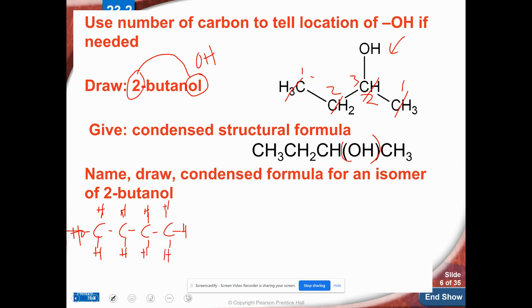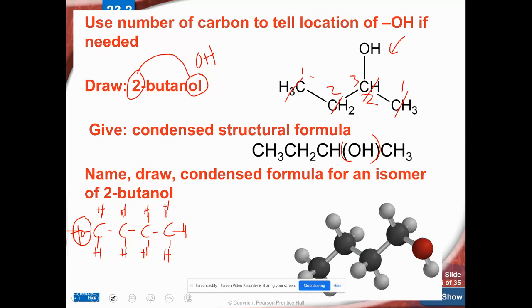And so this is no longer 2-butanol. Now that this OH is on carbon number 1, this is going to be 1-butanol. Right? So this is the same thing: there's my OH, and here's my 4-carbon chain. So 1-butanol. And then the condensed structural formula.